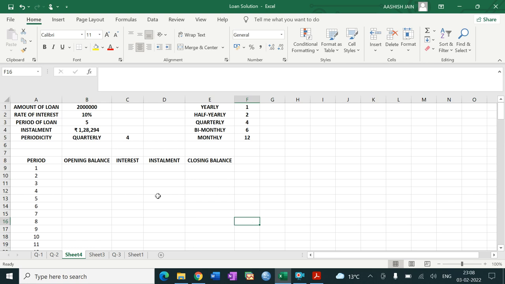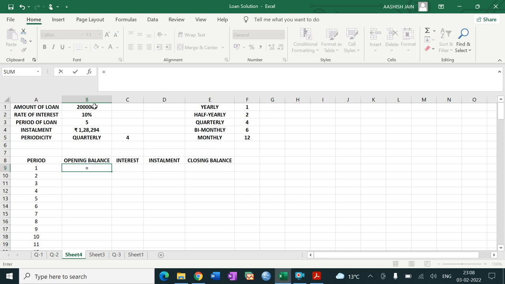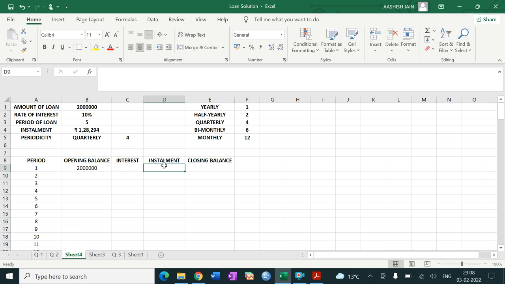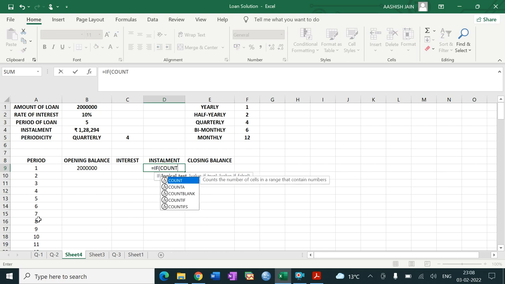Now opening balance, that is equals to 20 lakh. Then first calculate the amount of installment, right? Now again we need to put the formula very carefully. Why? Because the number of periods would be affected by changing the periodicity. So similarly the installment would also get affected, right? So we need to put the formula very carefully again. So how do we put it? If count of this value equals one, basically representing some numerical value. Why did I write one?